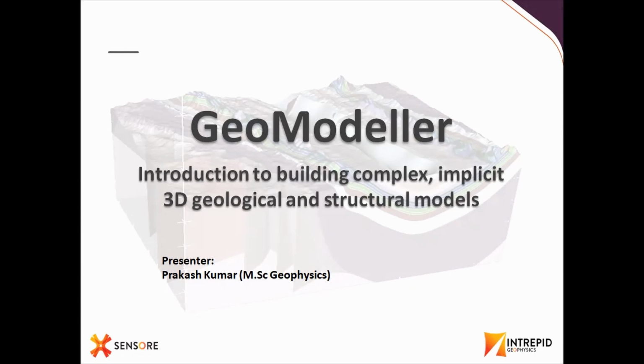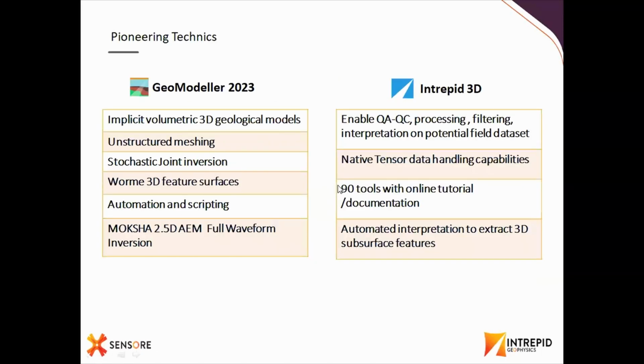Just to give you a little bit of an idea about GeoModeller. It allows us to build complex geological models using an implicit modeling algorithm. Intrepid Geophysics has two main software products named GeoModeller 2023 and Intrepid 3D. GeoModeller is basically designed for complex geological modeling, utilizing your geological and geophysical plus drill hole information.